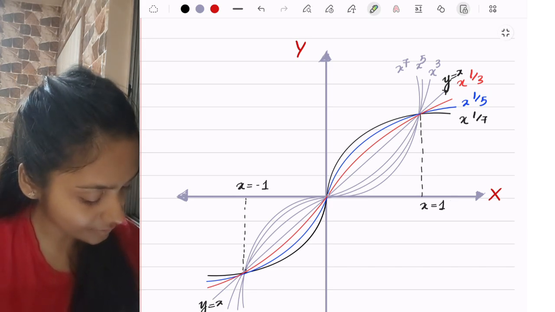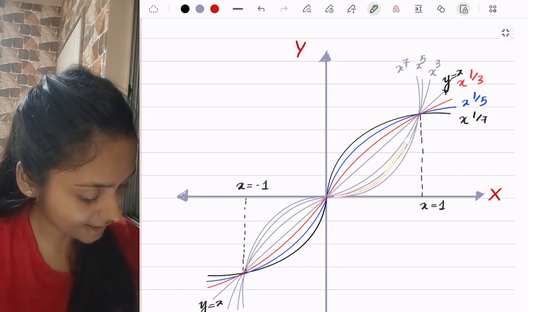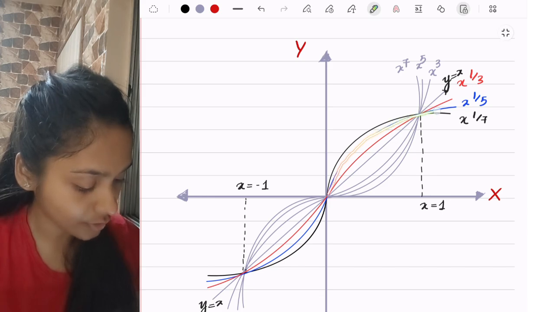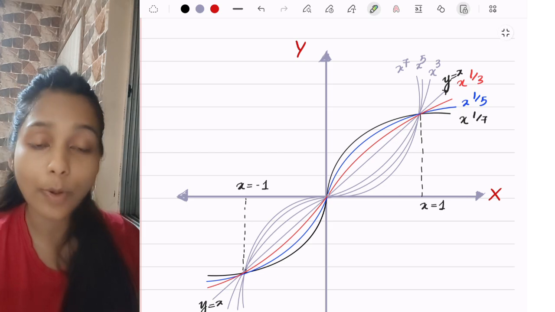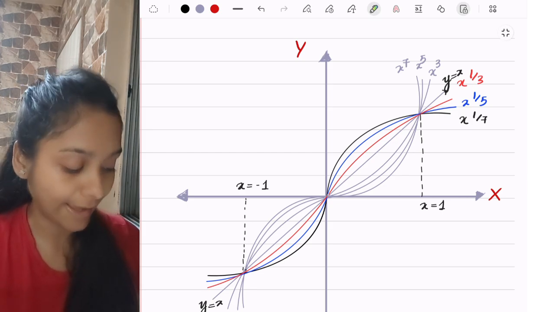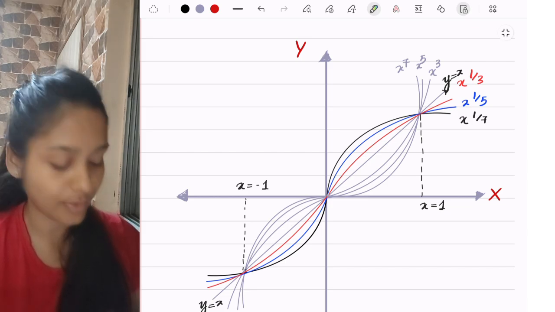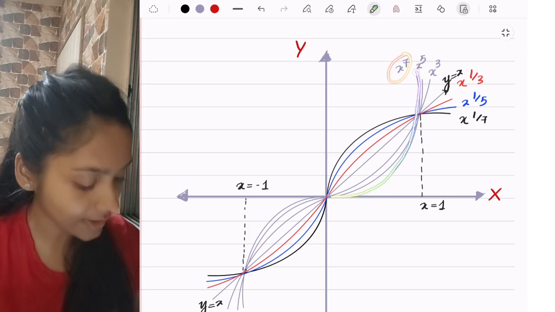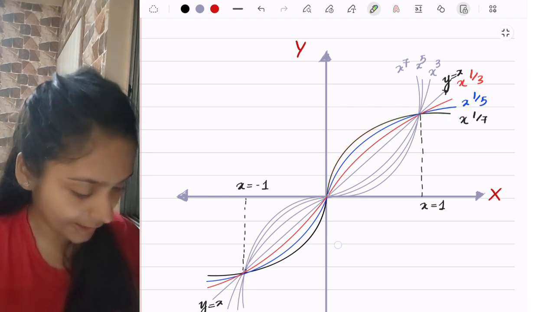Now in the middle we have this x power 5. Similarly, we have this blue colored graph in the middle, and this is x power 1 by 5, the mirror image of x power 5 with respect to y equals x. Lastly, the graph far away from y equals x is x power 7. This is the graph of x power 7, and here we get this one as the graph of x power 1 by 7. Same occurs for the negative axis too.